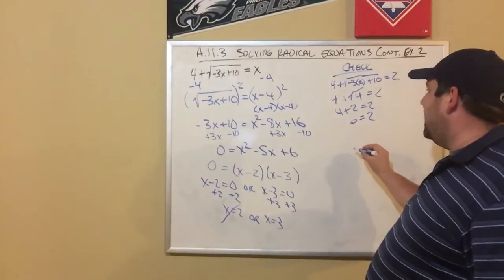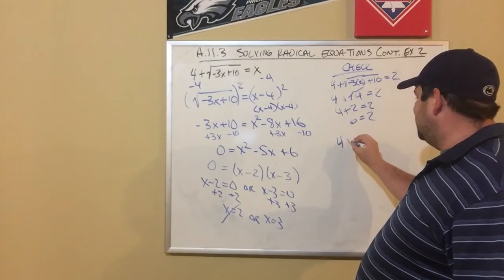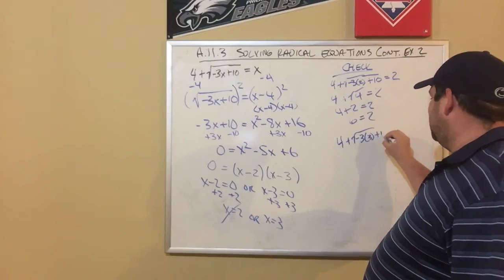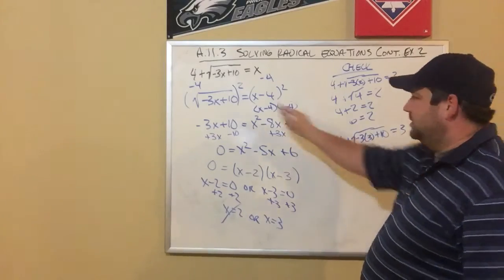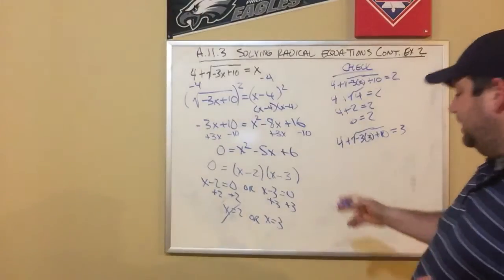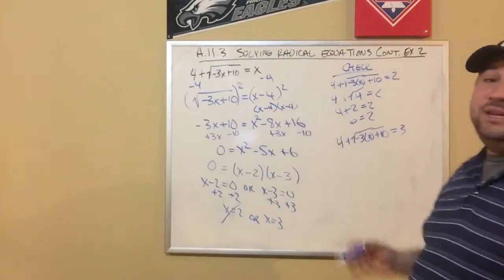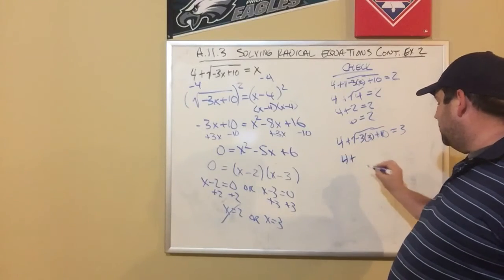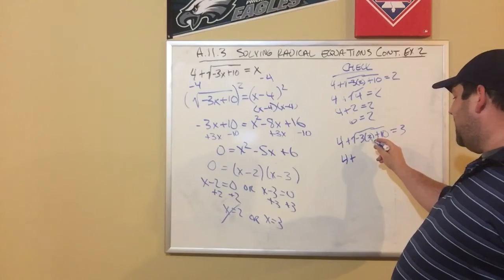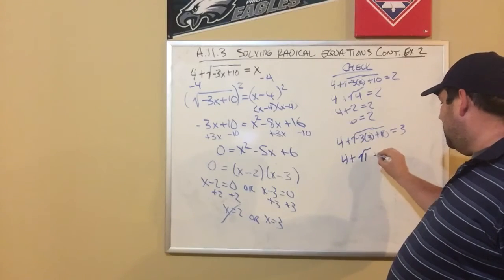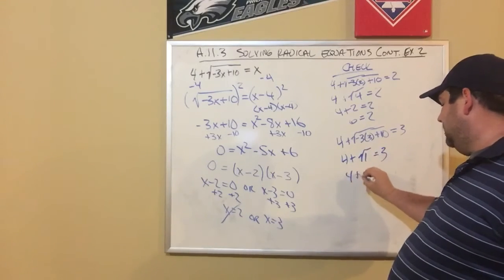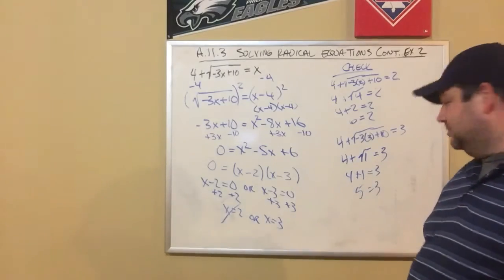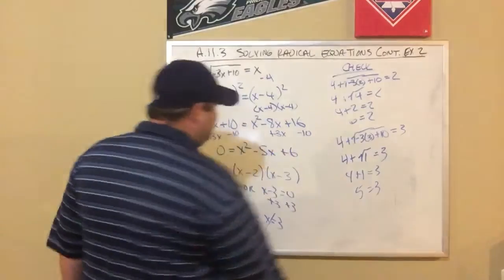So let me try 3 now. So 4 plus the square root of negative 3 times 3 plus 10 equals 3. So all I'm doing is taking my original equation and plugging in 2, which I did here, and then 3 to figure out if they are solutions. When I try 3, I get 4 plus negative 3 times 3 is negative 9, plus 10 is 1, so the square root of 1. Square root of 1 is just 1. So I get 4 plus 1 equals 3. I get 5 equals 3. That is not true as well. So that is not a solution either.